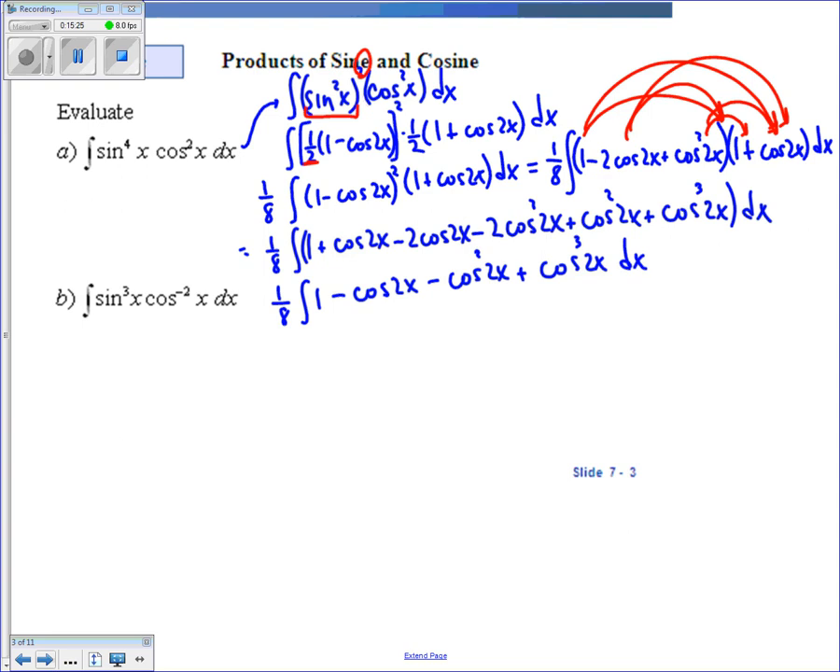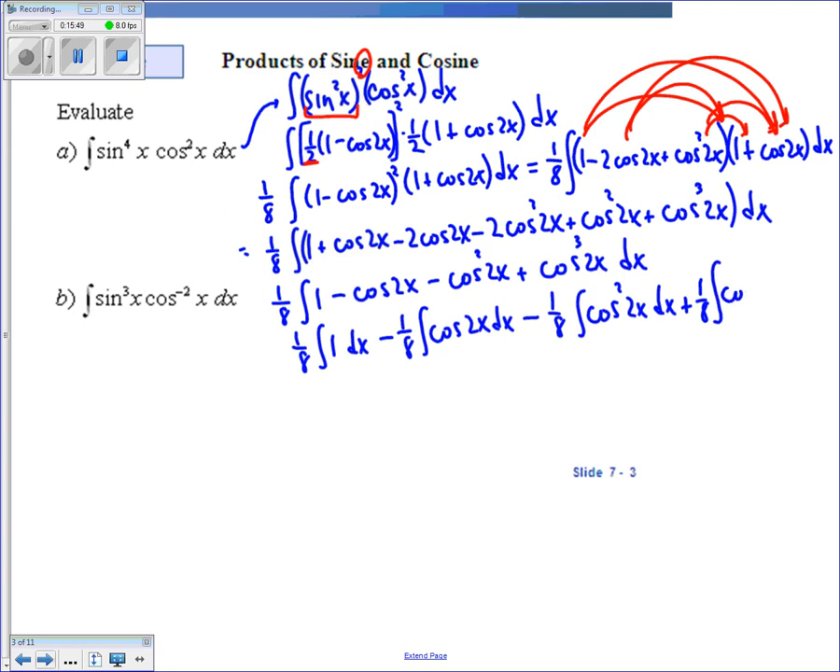And I'm going to look at this as separate integrals. I can handle the 1/8 times the integral of 1, and then I'm going to have minus 1/8 the integral of cosine of 2x, and then minus the 1/8, the integral of cosine squared of 2x, and then plus 1/8, the integral of cosine cubed of 2x. I'm going to write this one as cosine squared of 2x times a single cosine of 2x. Okay, but I distributed my 1/8 all the way through.